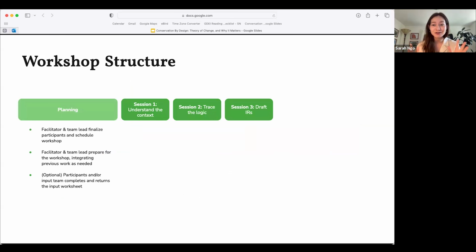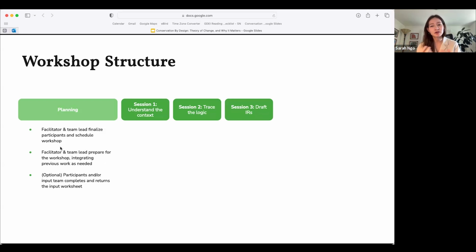Often scheduling is the hardest part of this entire process with so many busy folks. But also, ample time for this core planning team to prepare for the workshop and make sure that they're integrating previous work as needed. And I'll go into that in a subsequent video in a lot more detail, like how you can integrate previous work that the team has already done.